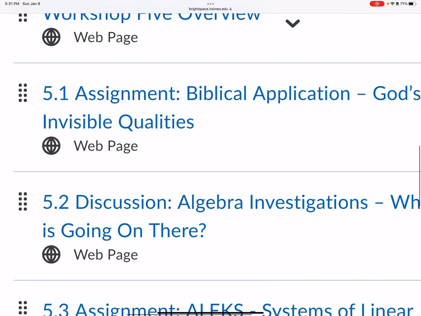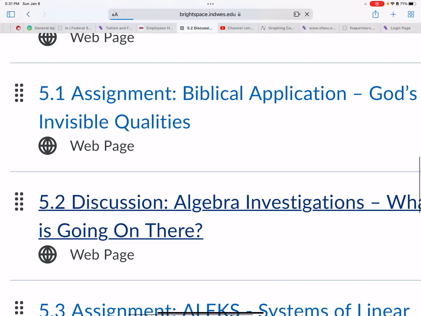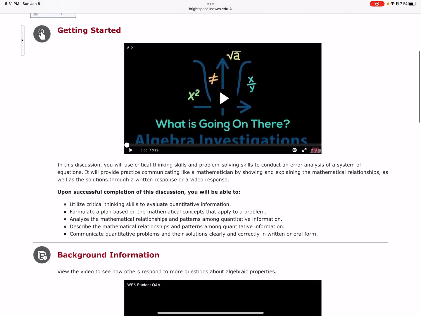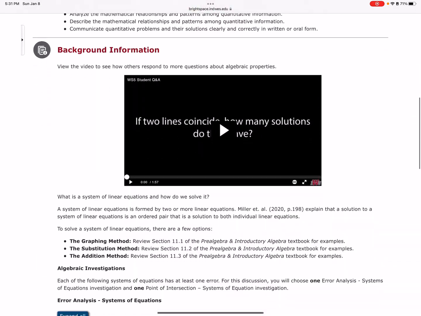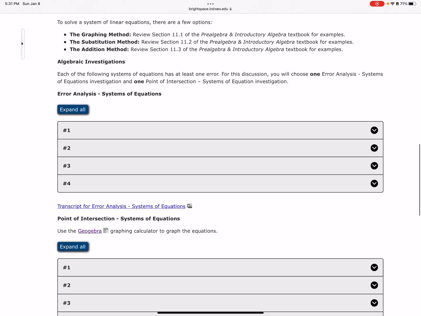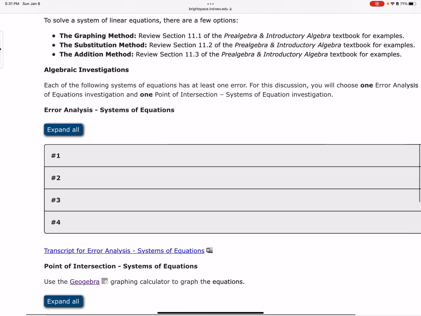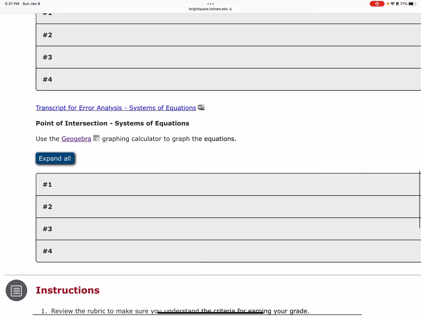All right, and then this is the one I'm going to go ahead and help you with, the discussion: algebra investigations. What is going on there? For this one, it's 2 parts, and you have to make sure you do both parts. You have to choose one from this section here, the error analysis, and one from the section down here, which is points of intersection.